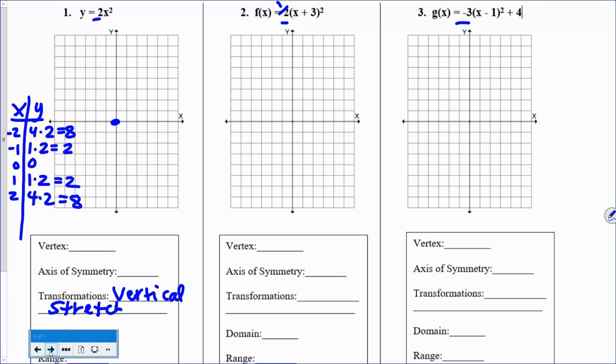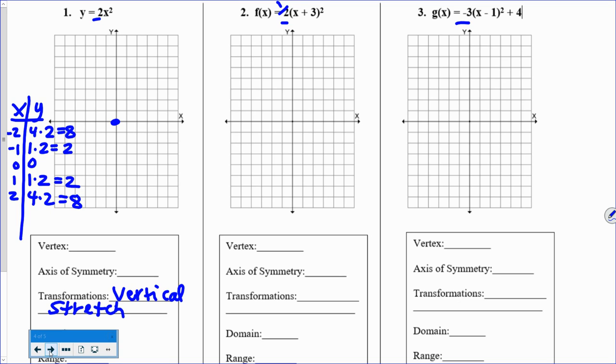In correcting those tests, a lot of errors were made in the transformations lesson. So good news is we're still working on it, but bad news, we're still working on it. Make sure if you're still having trouble with that, you are asking questions on that.